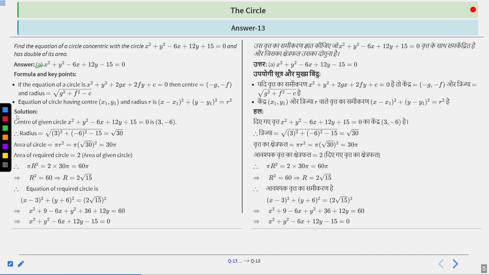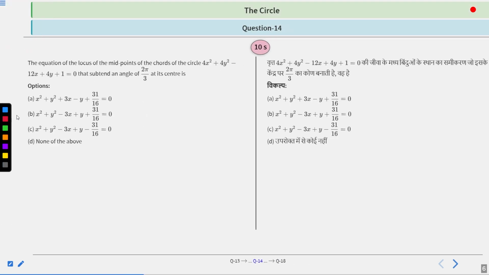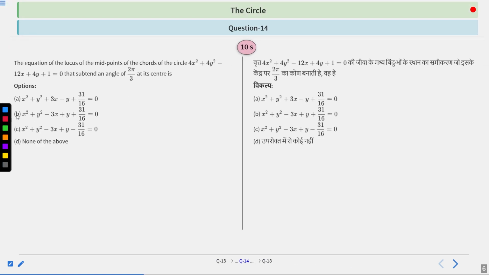Now, let's move to the next question. Question number 14 says, the equation of the locus of the midpoints of the chords of the circle 4x square plus 4y square minus 12x plus 4y plus 1 is equal to 0, that subtends an angle 2 pi by 3 at its center, right? So what we have to do? We have to basically find the equation of the locus of midpoints of the chords of this circle, right?